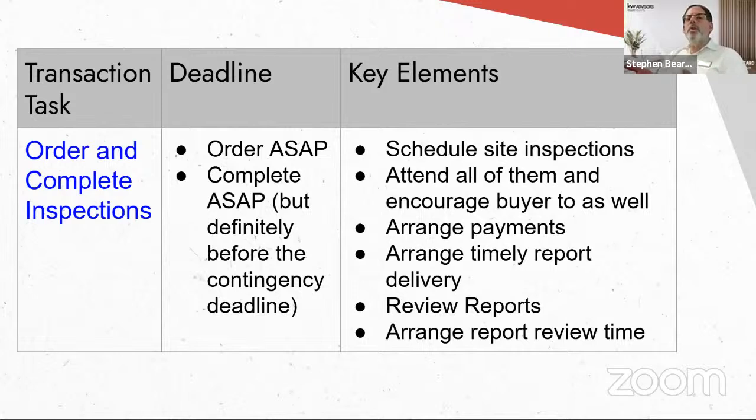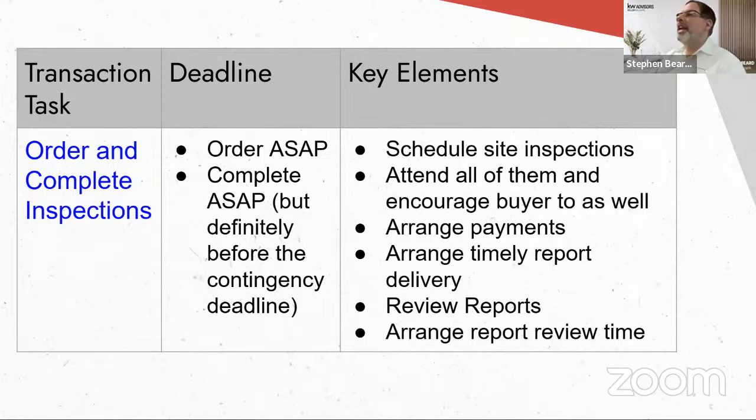So here's some of the things you're going to do. You're going to schedule the inspection. You need to coordinate with, who do you need to coordinate with besides your buyer? And the seller's agent. You just can't come over to the property, even if it's vacant. You still need permission from the listing agent, right? Attend all these inspections and encourage your buyer to as well. You need to arrange to make sure your buyer knows what they've got to pay the inspector, and then make sure they have the money set aside and ready to pay the inspector.